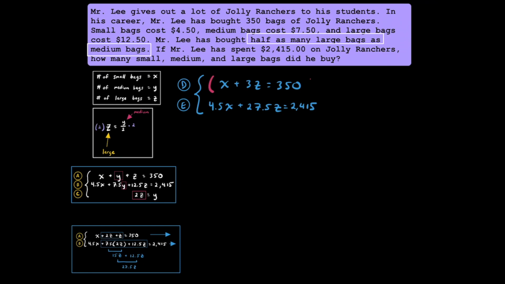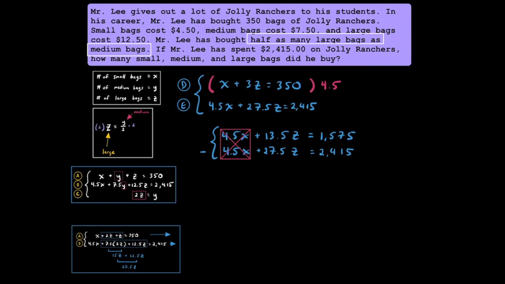I think it's going to be easier to multiply the whole top equation by 4.5, so we could eliminate the x's and solve for z. Our new equation D is going to be 4.5x plus 13.5z is equal to 1,575. Equation E is going to stay the same as 4.5x plus 27.5z equal to 2,415. 4.5x minus 4.5x is going to be eliminated. 13.5z minus 27.5z is going to be negative 14z, and 1,575 minus 2,415 is going to be negative 840. Dividing both sides by negative 14, we're going to find out that z is equal to 60.